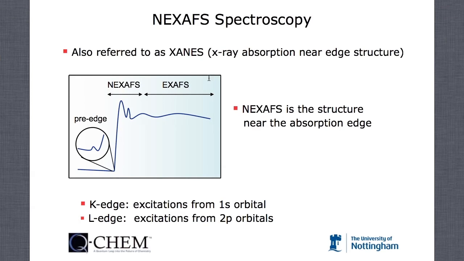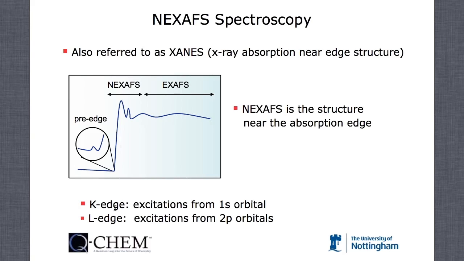I often refer to this as NEXAFS spectroscopy, but it's also referred to as XANES, which stands for X-ray absorption near-edge structure. And here is a schematic of what a spectrum would look like. This is the absorption edge, where you begin to see excitations of your core electrons. The bit we're interested in is this structure near the absorption edge, and that's called the near-edge X-ray absorption fine structure. At higher energies, you get this slowly oscillating structure, and that's extended X-ray absorption fine structure. The methods I'm talking about today are not really designed to compute this bit. We're focusing on this near-edge region.